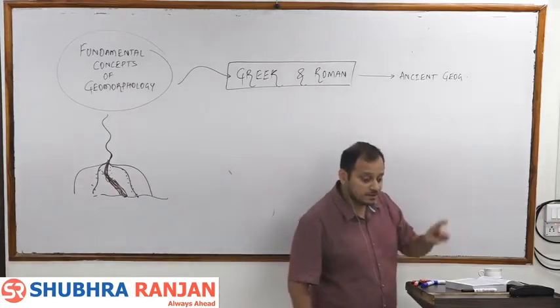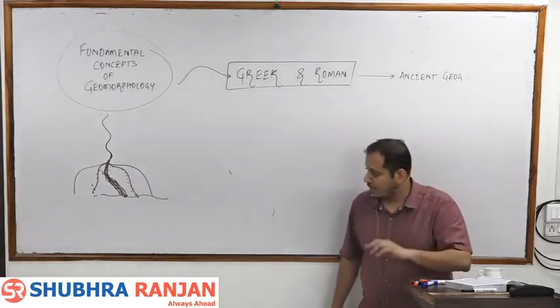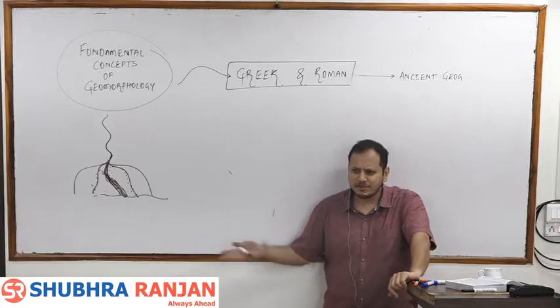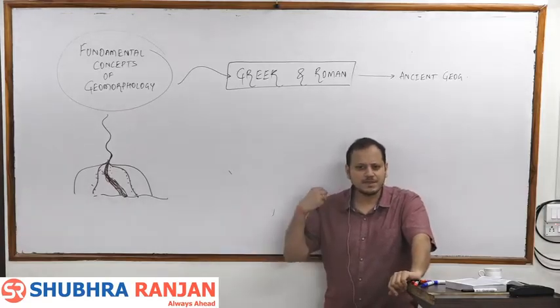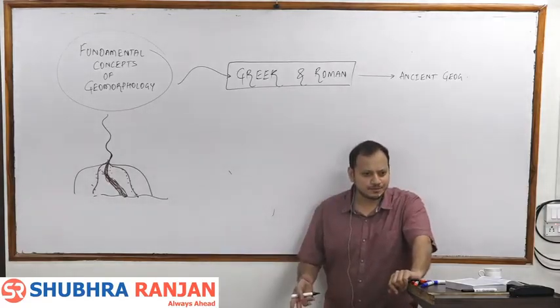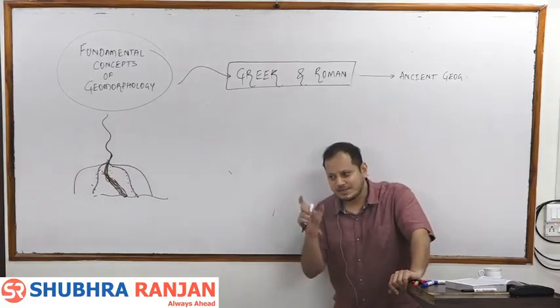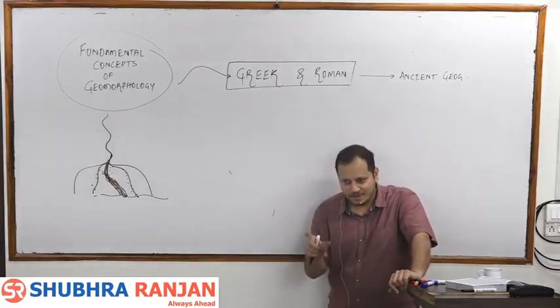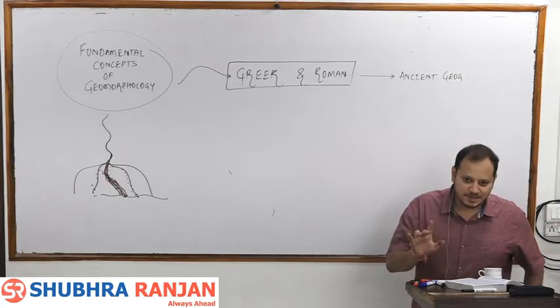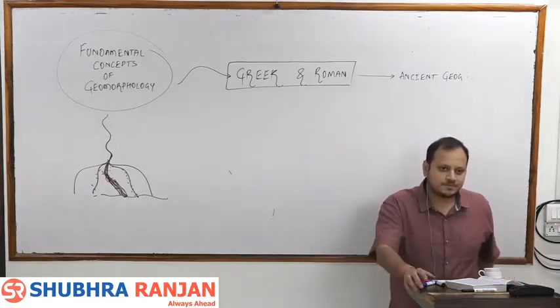But the only difference between GS and optional is, in GS there is no need for a diagram, and no need of mentioning Strabo. In the optional, you will have to mention Strabo. Fine? Getting it? Next.